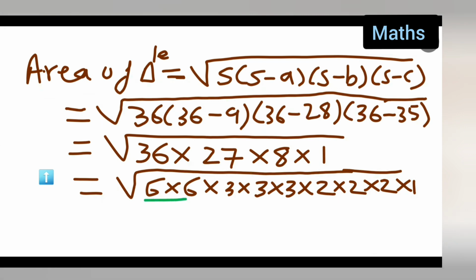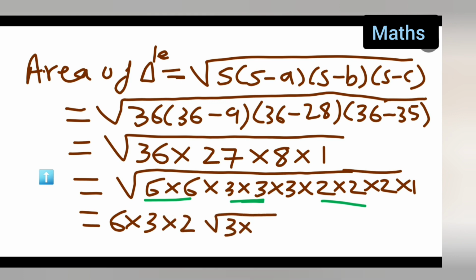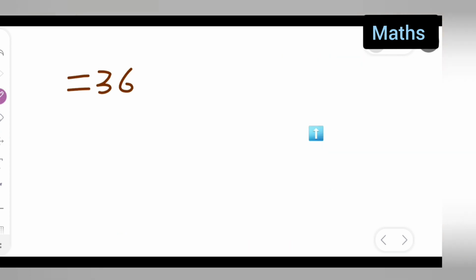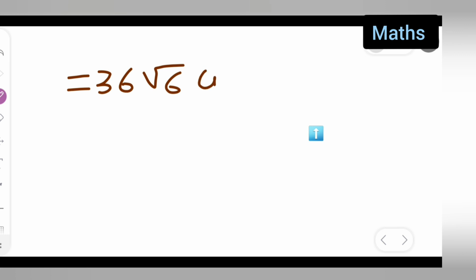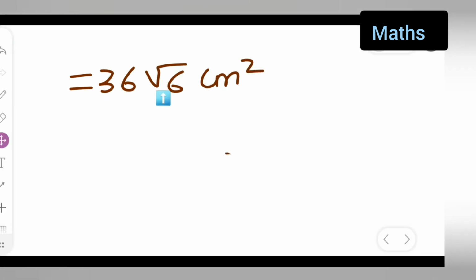Now you'll have to take the pairs. 6 has a pair, 3 has a pair and 2 has a pair. Move these out: 6 multiplied by 3 multiplied by 2, into what is left. 3 and 2 are left, into 1. 3 2s are 6. So 6 3s are, 2 3s are 6, 6 6s are 36. So the answer is 36 into root 6. So you can write down here 36 into root 6 centimeters square.